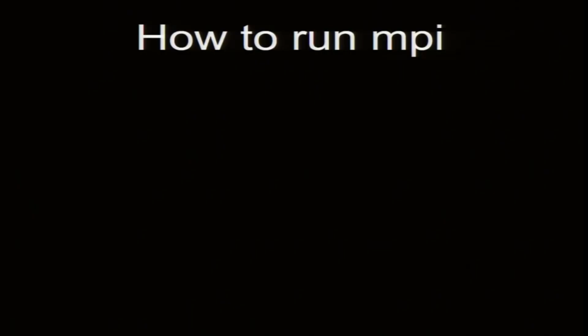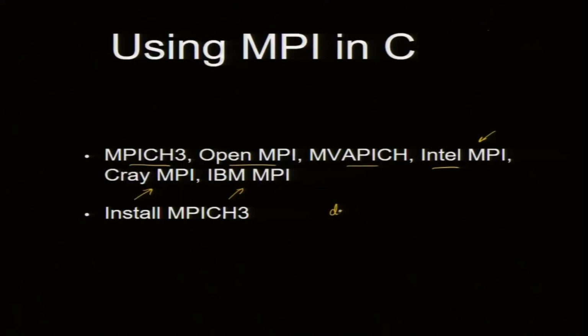How to install: if you want to do it locally, you can run MPI on your laptop. What is the difference between MPI and OpenMP? MPI is for distributed memory, and OpenMP is for shared memory. OpenMP is based on threads. MPI is based on processes.